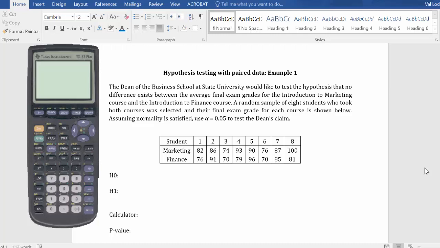In this video I will talk to you about hypothesis testing with paired data and how to use your calculator to solve these type of problems. So let's just go ahead and jump right into solving this example.